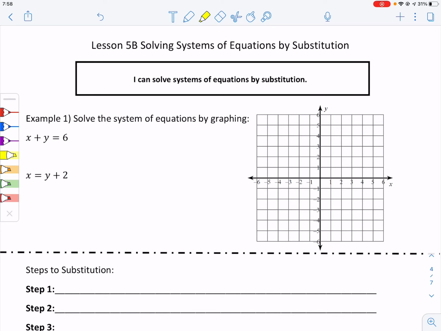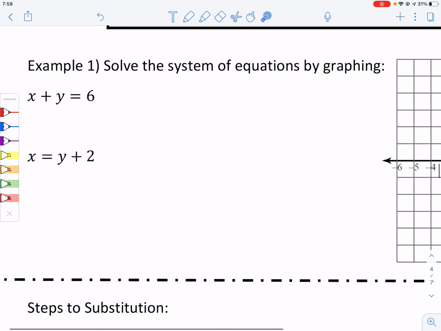Hey there, so today we're going to learn how to solve systems of equations using substitution. We've already learned how to solve systems of equations using graphing. We're going to do an example reminding us how to solve systems of equations by graphing first, and then we'll show you how to use substitution, a second method.